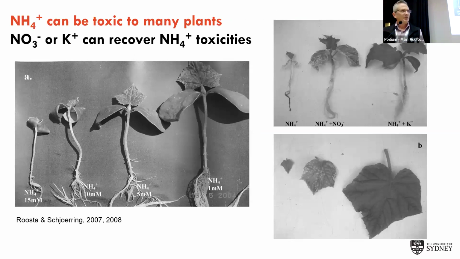So I'm going to switch here a bit because you know that ammonium can be quite toxic to most plants, and that nitrate and potassium are often antagonists to ammonia and actually can recover the ammonia toxicity. So this is some work from Jan Schjoerring's group back in 2007, 2008, showing recovery of ammonium toxicity in cucumber with either the presence of equal molar concentrations of nitrate with ammonia or potassium.